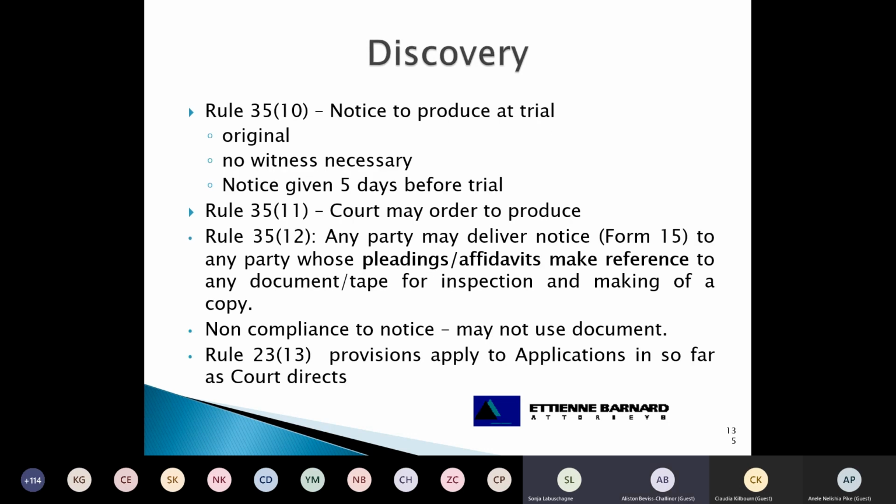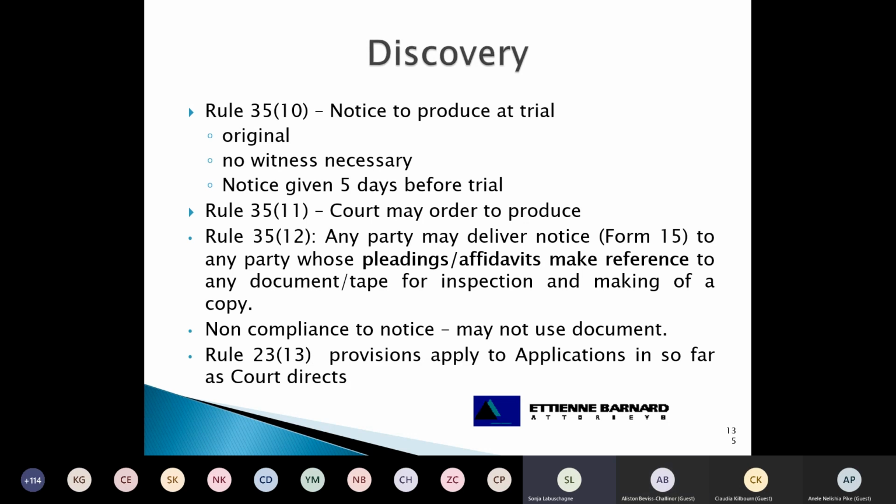Usually in our notices, we would say that if you produce this document at court, you don't have to prove that this person drafted it and that it's the original. If it's the document it purports to be, then it will be accepted. If you referred, for instance, in affidavits, summary judgment affidavits or pleadings, to a document and you didn't deliver it, then it can be asked that the document be discovered.